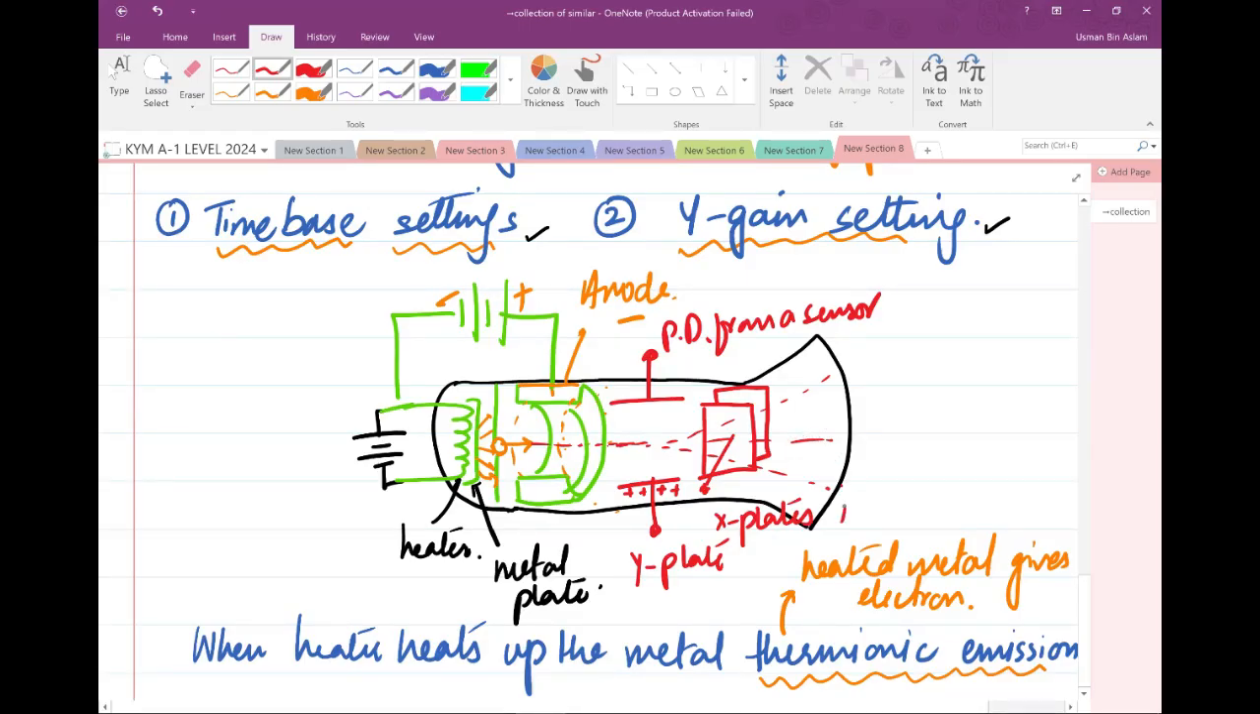X plates are internally controlled. That means we don't have to change any voltage on the X plates. The CRO has a little generator inside it. That generator will apply voltages on the X plates itself.